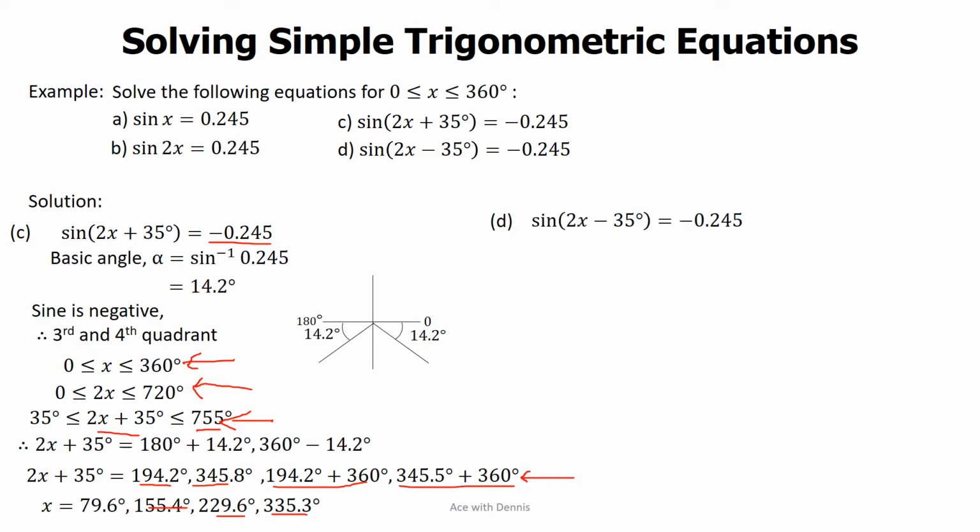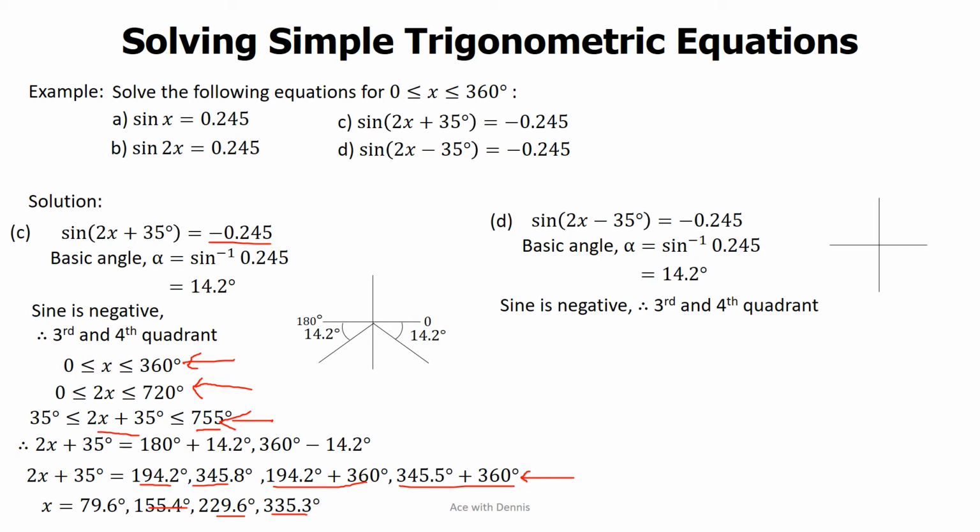Now we move on to D. So sine of 2x minus 35 degrees equals negative 0.245. So we find the base angle alpha equals inverse of sine 0.245, which is 14.2 degrees. The same step. Now the next one, sine is negative, so it is for the third and the fourth quadrant. So update again the diagram here, 14.2 degrees, 14.2 degrees here.